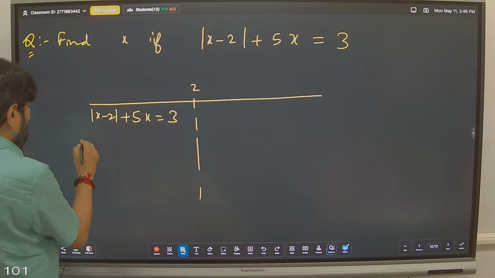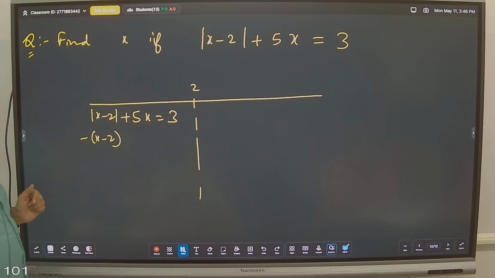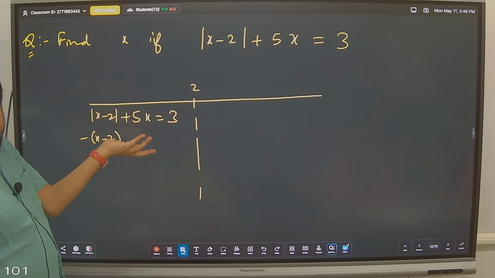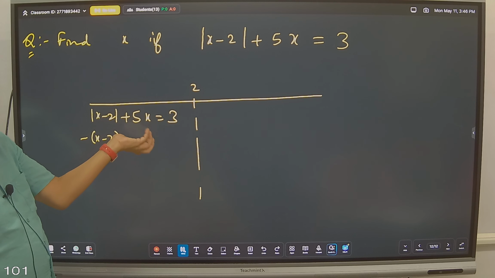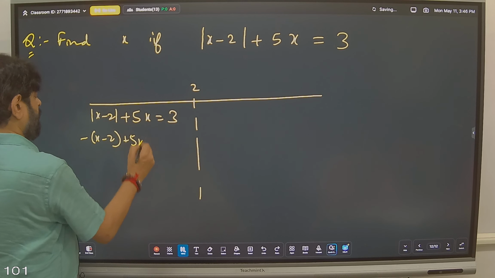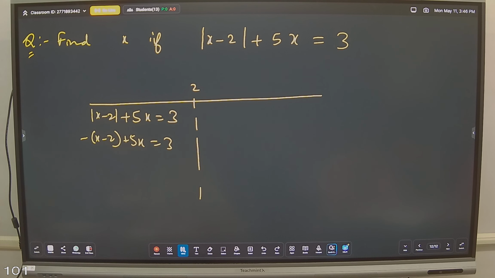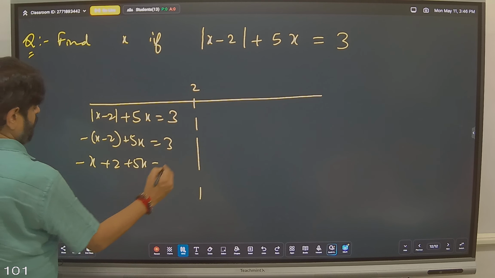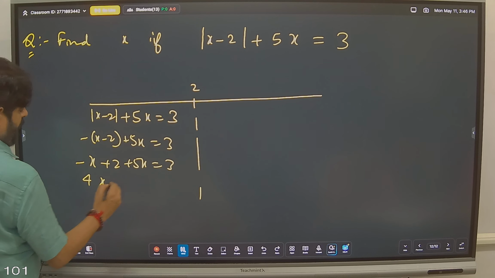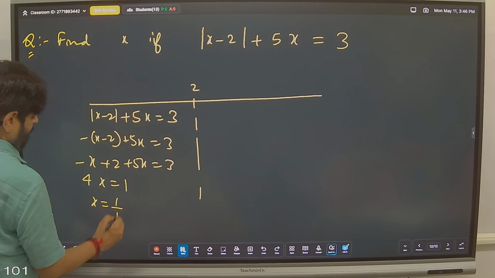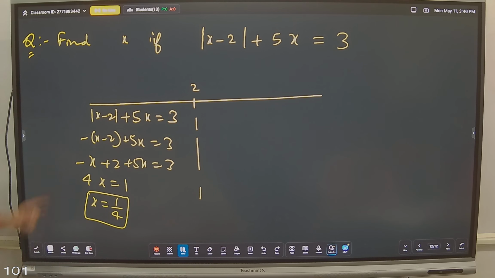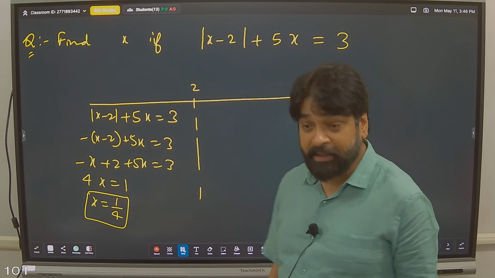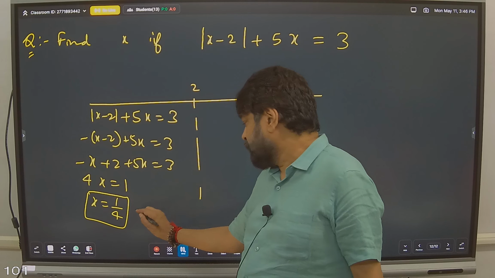So this will be minus of x minus 2. Speak out. This, don't touch it. Sir, this is negative. We don't have to do anything else. Is this clear? So it becomes minus x plus 2 plus 5x equals 3. So 4x equals 1, x equals 1 by 4. Can I accept this solution? Yes, it is less than 2. Accept it.